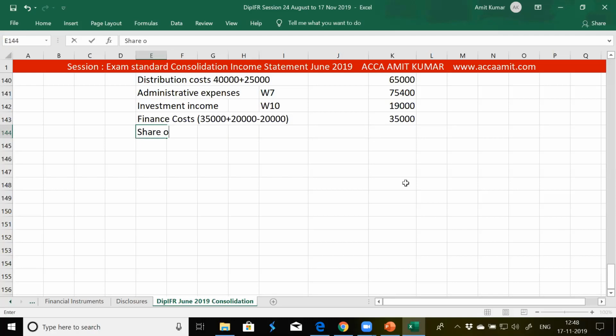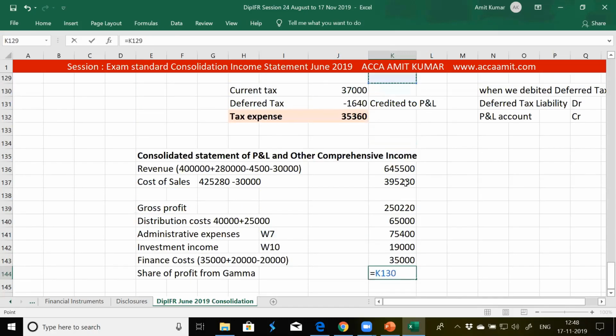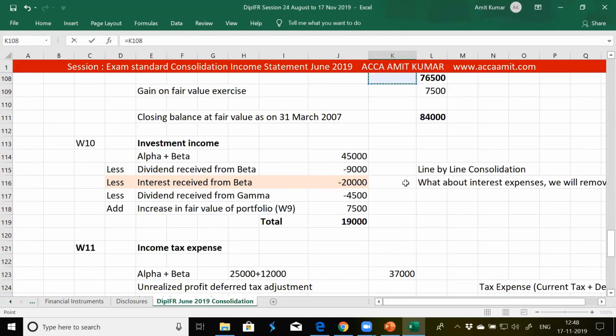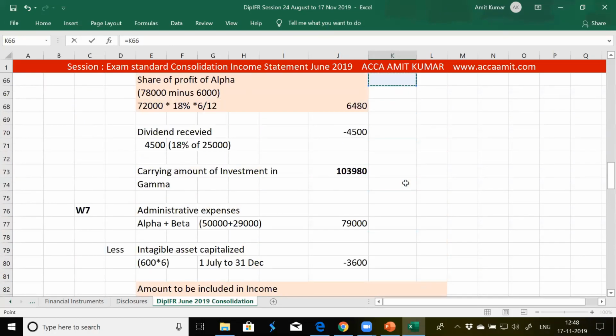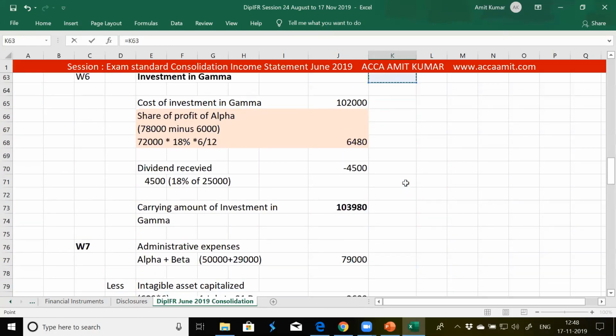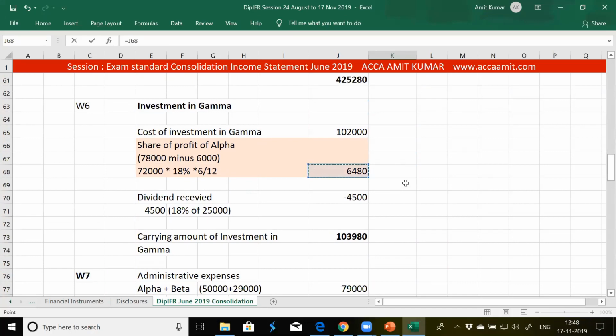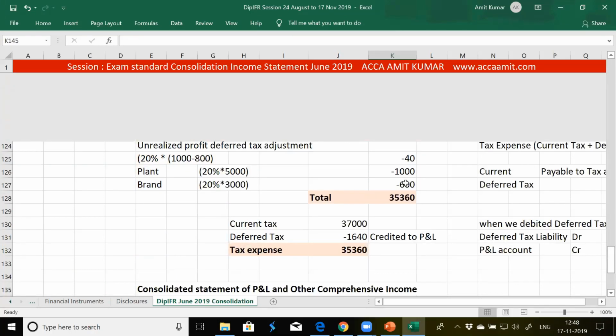Share of profit from gamma, which we did in working note number 6, investment in gamma. Share of profit of alpha. This is the amount, working note number 6.